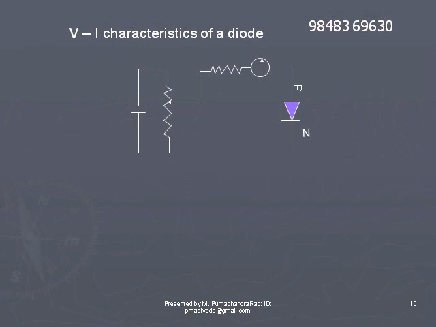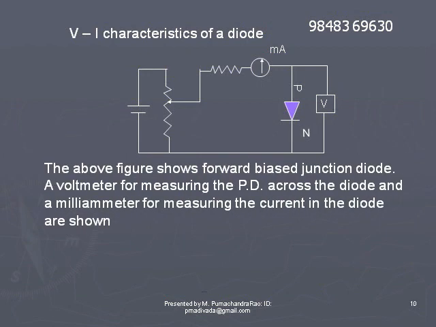The arrow mark on the left side indicates a variable contact. Because of the variable contact, we get different voltages on the diode. On the right side, we notice a voltmeter connected across the diode. This measures the potential difference across the diode, and the ammeter measures the current in the diode. Here the diode is forward biased.